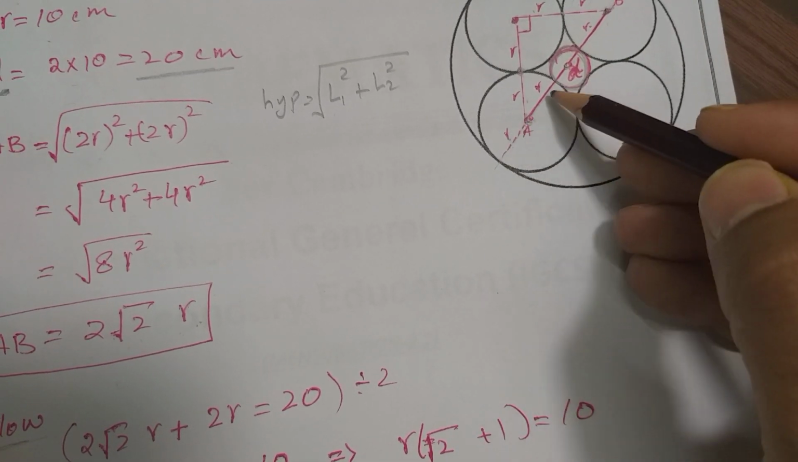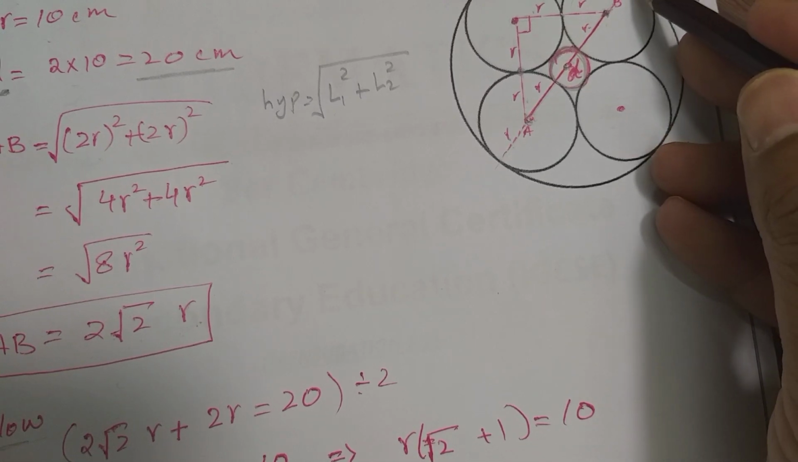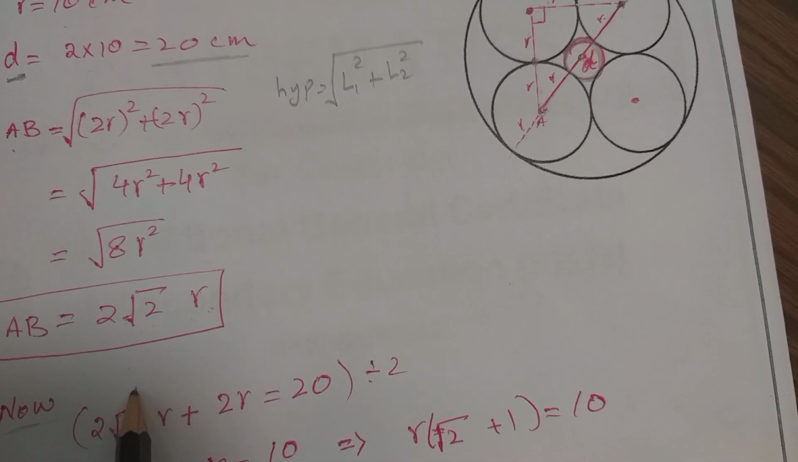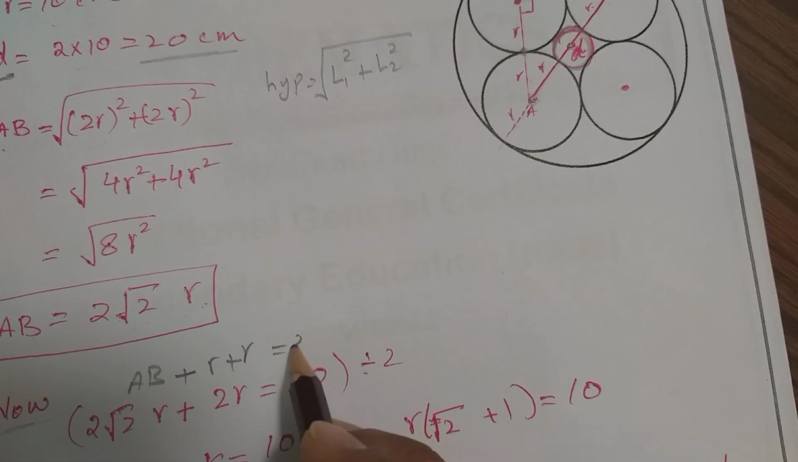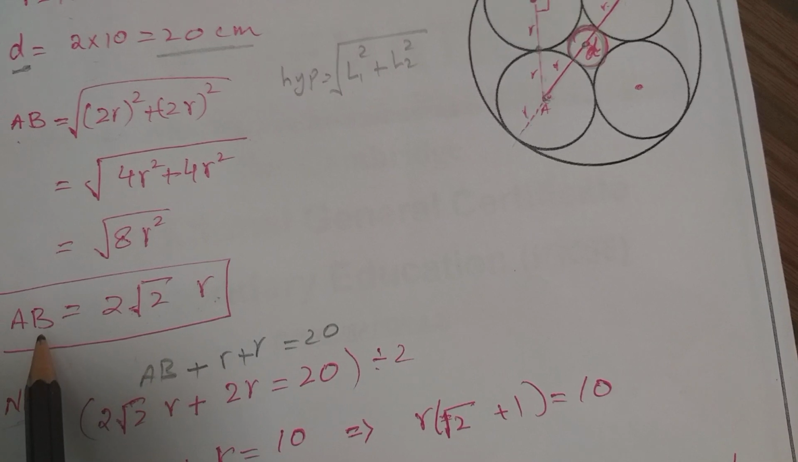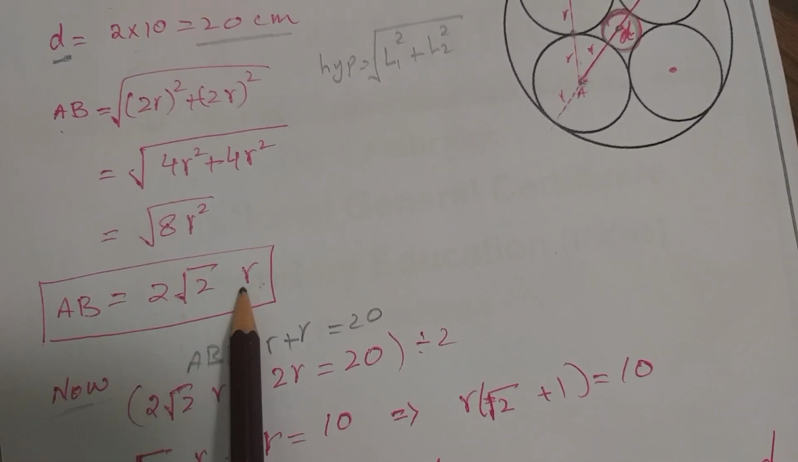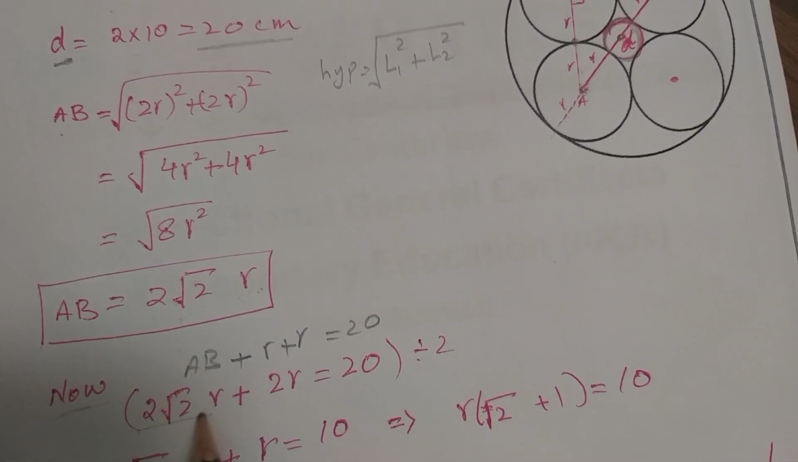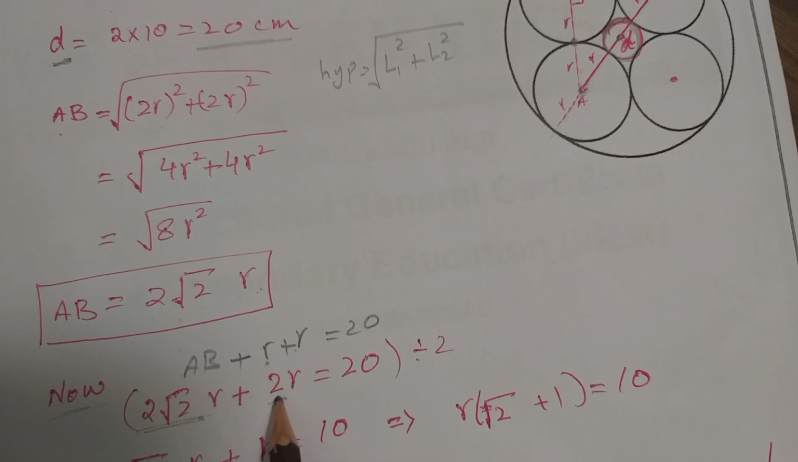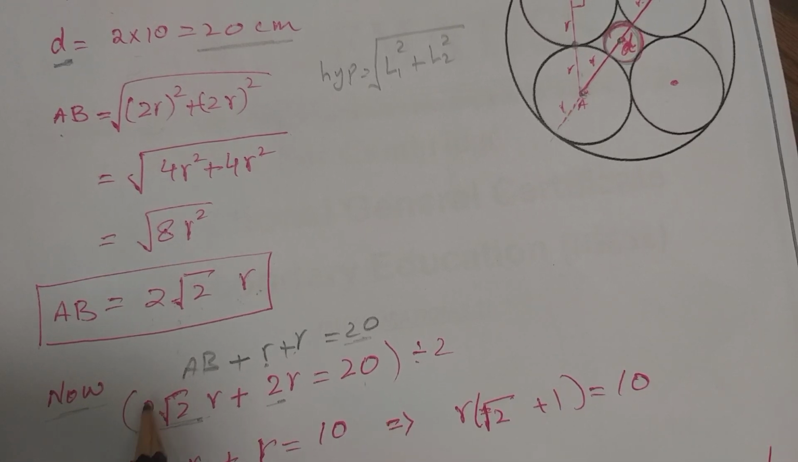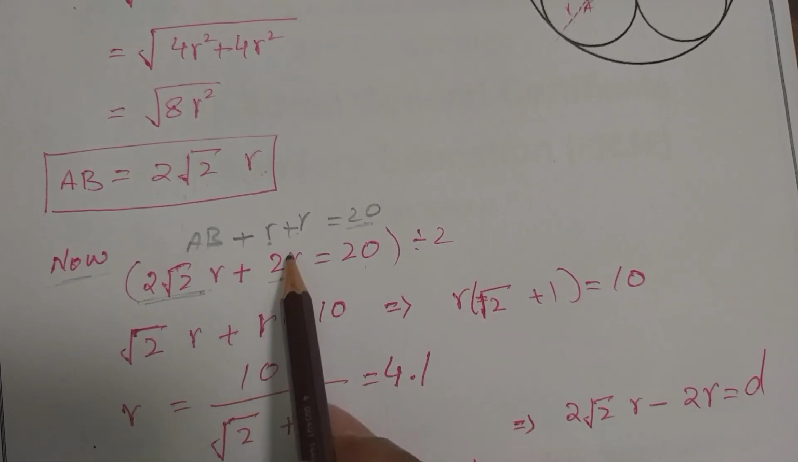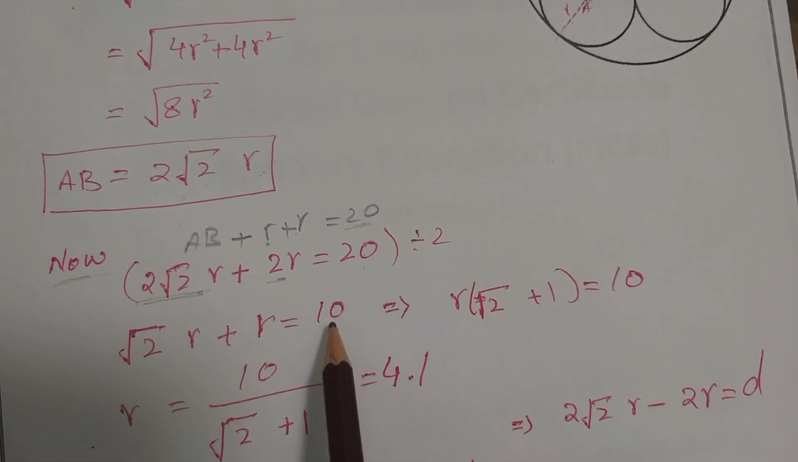So r plus AB plus r equals 20. We found AB equals 2 square root 2 r. So this is the AB value, plus 2r, equals 20, because the total diameter is 20. Divided by 2 to make it simpler: 2 cancelled by 2, and 2 cancelled by 2, and 20 cancelled by 2 becomes 10.